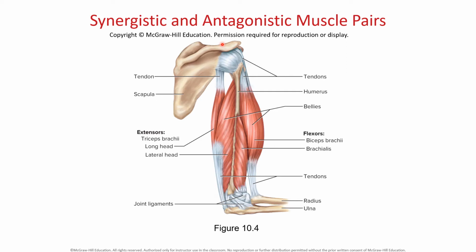They would stabilize. They're stabilizers, fixators. They are going to stabilize that scapula, that bone, so that when the biceps brachii pulls on the scapula, it's not going to pull that bone too far laterally.